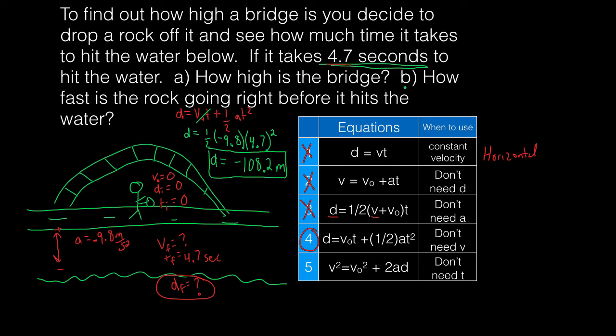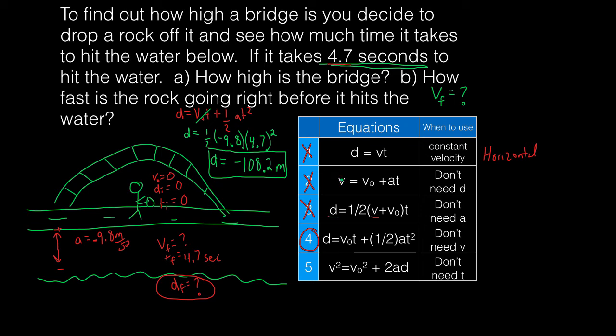All right, now let's see if we can solve B. It says, how fast is the rock going right before it hits the water? On B, what we're looking for is how fast it's going final, so velocity final is what we're looking for. Let's keep that in mind and pick an equation again that has velocity final in it that we could use.